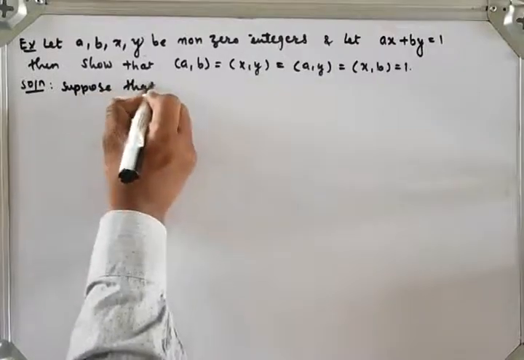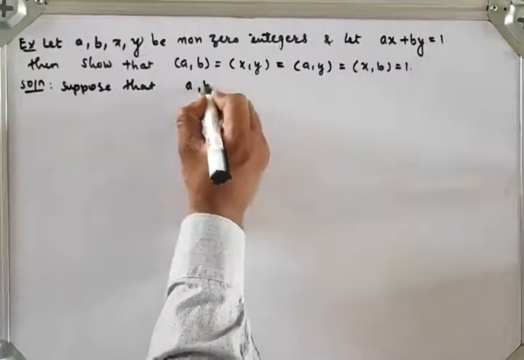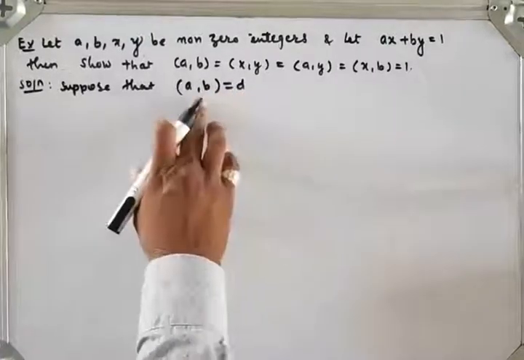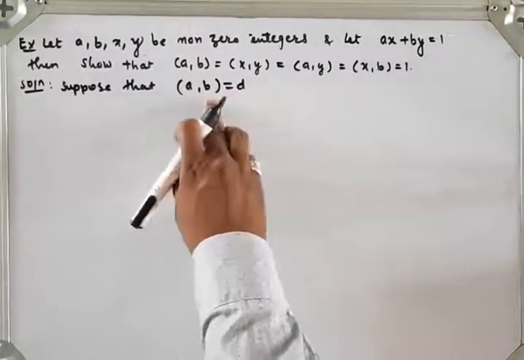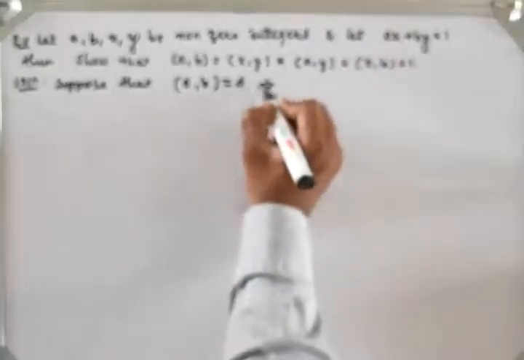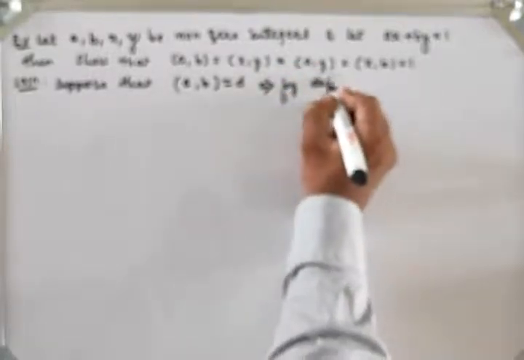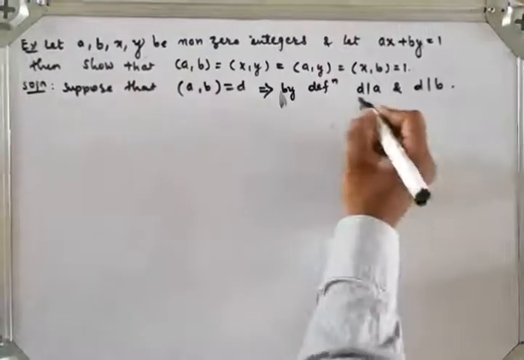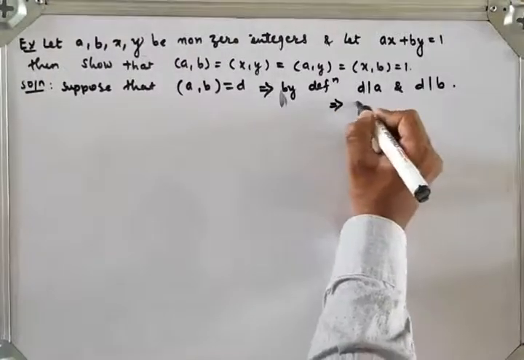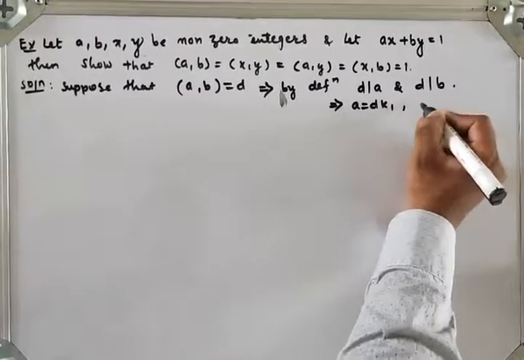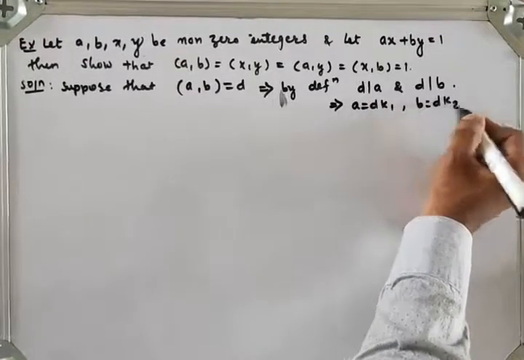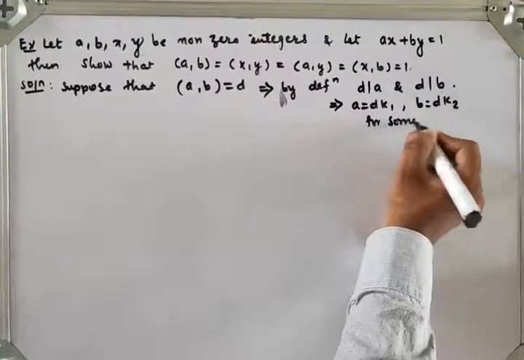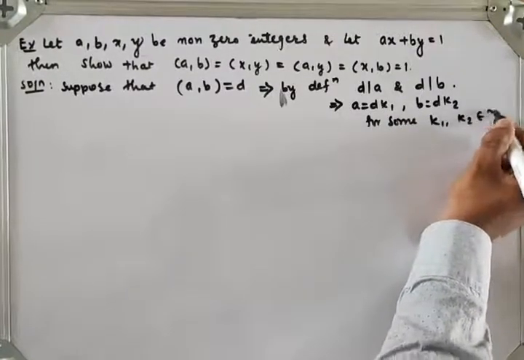Suppose that GCD of a and b is d. If d is the GCD of a and b, then d should divide a and d divides b, right? Then by the definition of divisibility, there exist k1, k2 belonging to the set of integers such that a is equal to dk1 and b is equal to dk2.